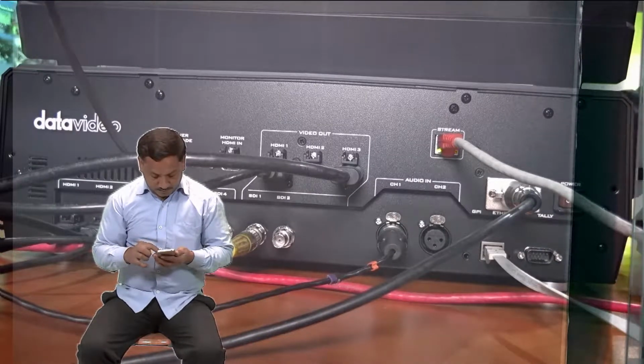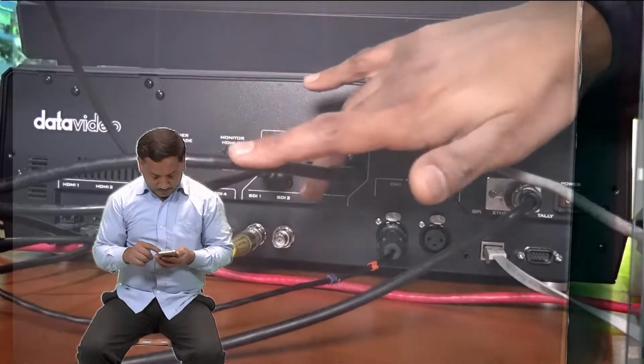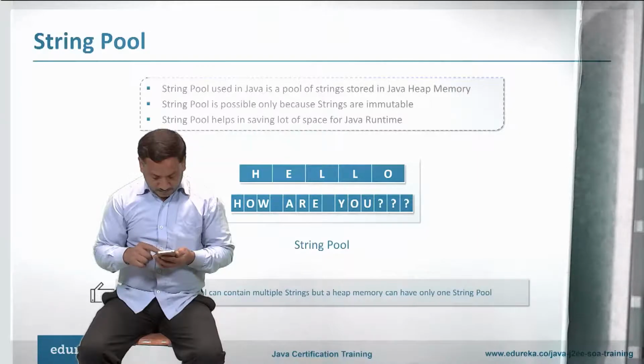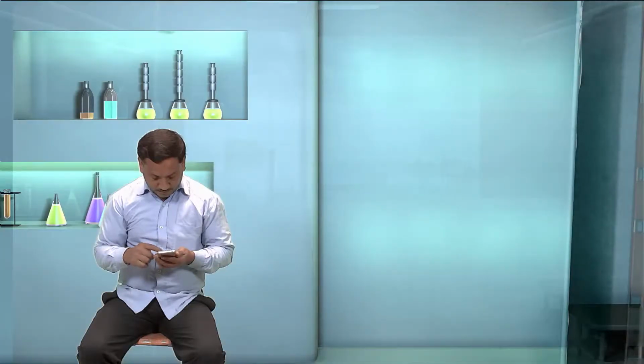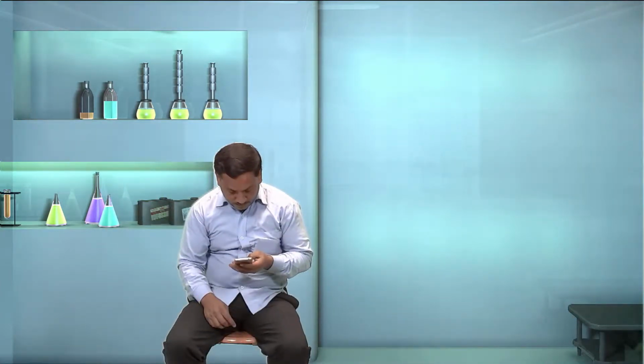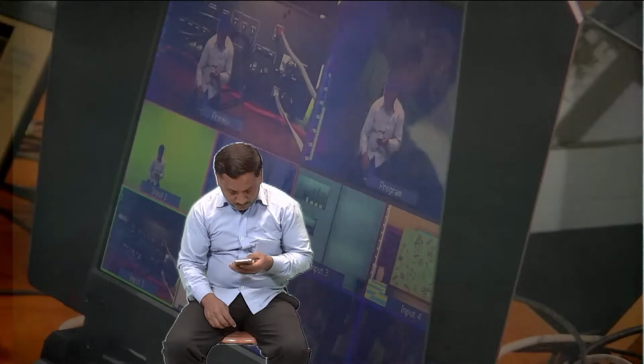If you have multiple strings holding the same value, it won't create multiple copies of it. There would be just one value in the string pool, which would be accessed by all the references. So basically, string pool, as we discussed, resides in heap memory.